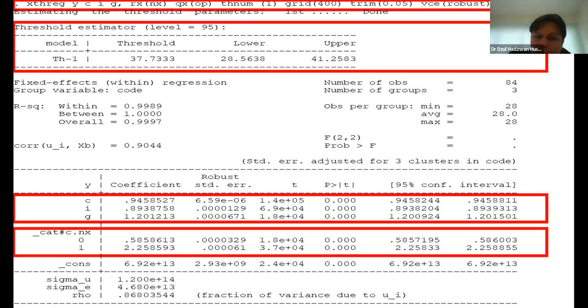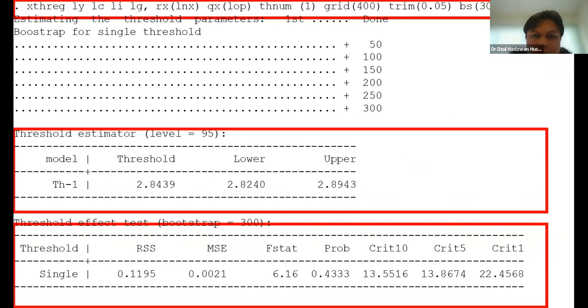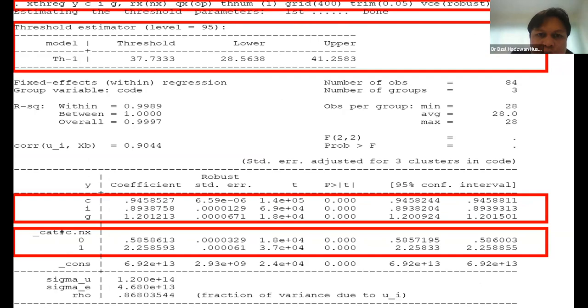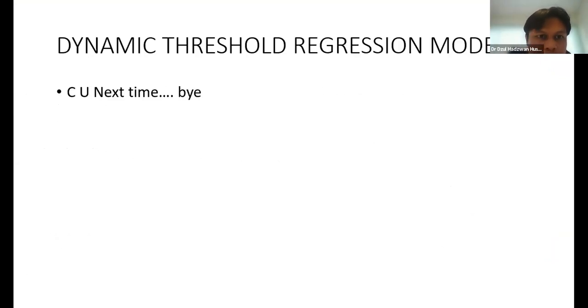So for this threshold technique, actually you can do it on your own. You just follow my slide. I will give the slide after this. And then James, again, please email it to the others. Okay. So, and then how about the dynamic model?